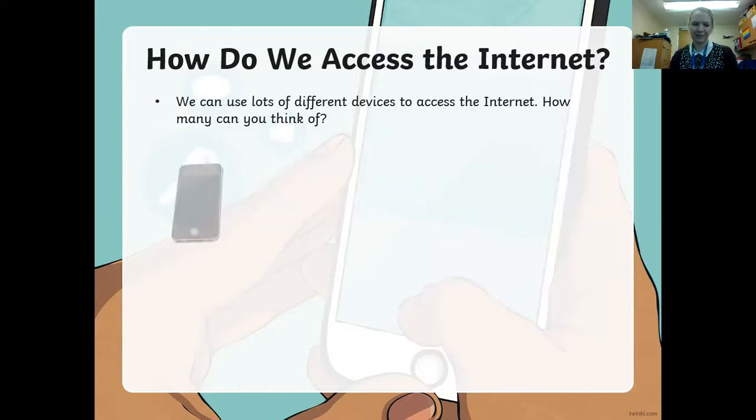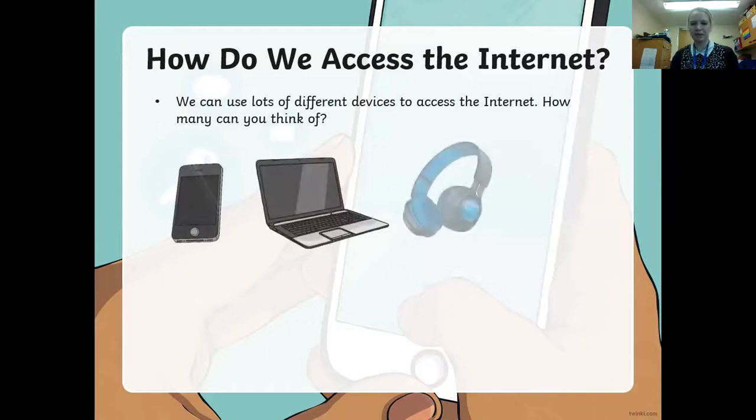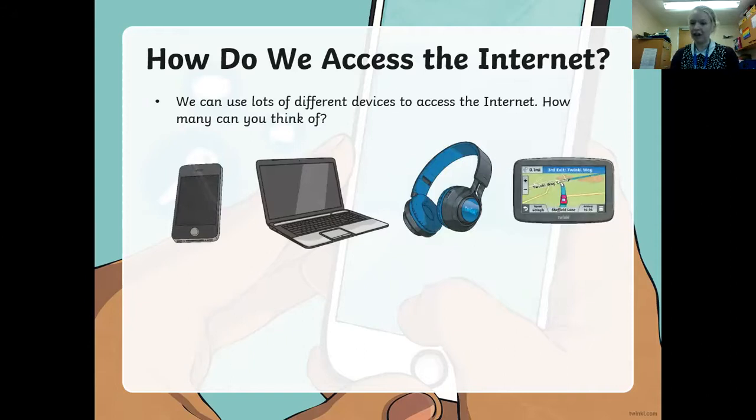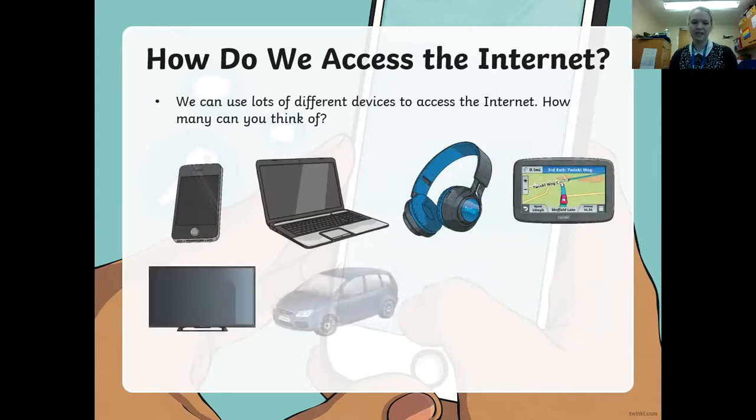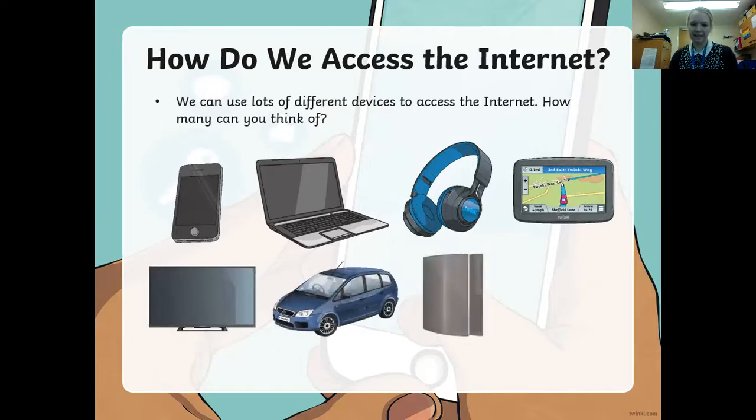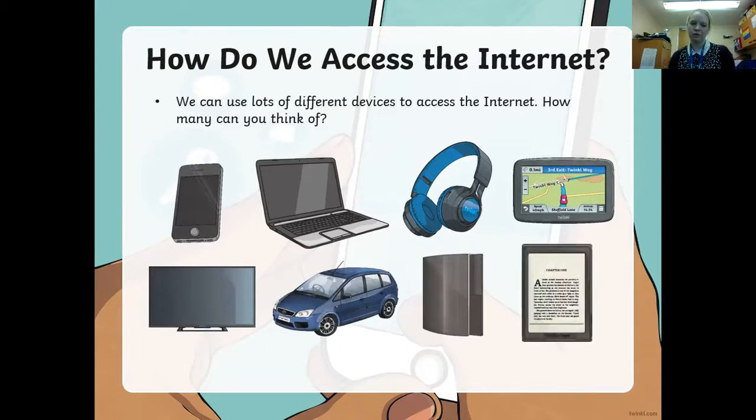Let's see. We've got our mobile phones, our laptops, maybe our headphones. Our sat nav in our car uses the internet. Our televisions, our cars in general might have access to the internet. Our game boxes, or our Kindles, or our tablets. Lots of things, and I wonder if there's any more that you can think of out there.